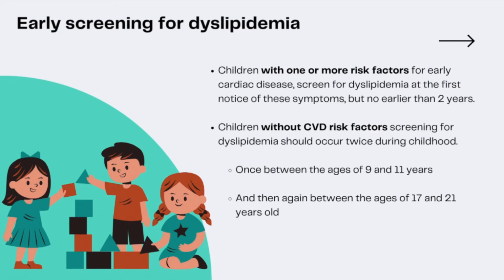And then children that do not have risk factors for early cardiac disease, they're recommending that screening for dyslipidemia occurs twice during childhood. It should occur once between the ages of 9 and 11, and then again between the ages of 17 and 21 years of age. Screening, it's noted, should not be done between the ages of 12 and 16, and this is because we know that lipid changes can occur due to puberty, and it would make the testing less accurate.